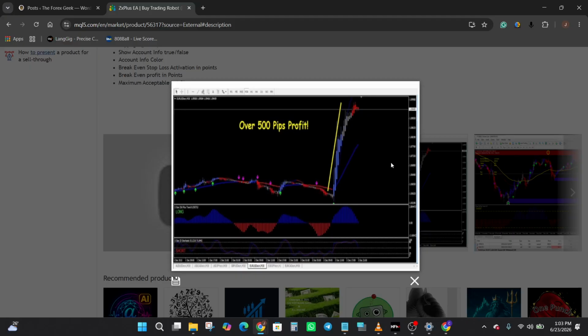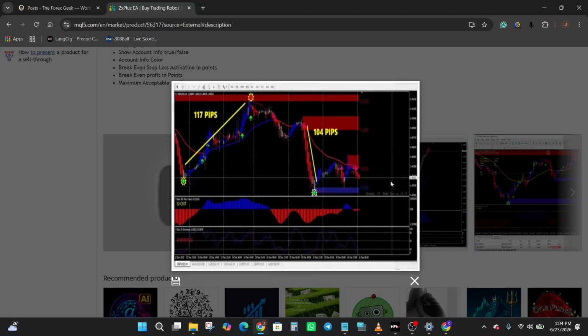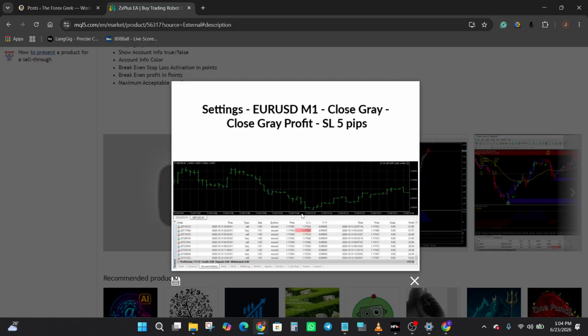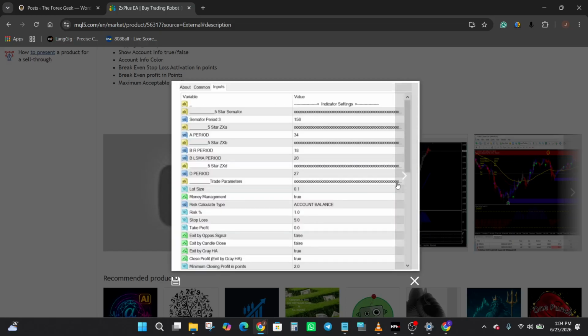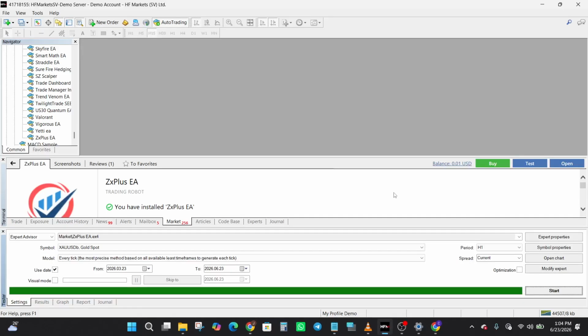Before we head over to our strategy tester, let's just briefly see what we have displayed here. This basically seems like displaying the EA in action, and pips generated and all of that, trade history, the input settings and all of that. Let's head over to our strategy tester now.